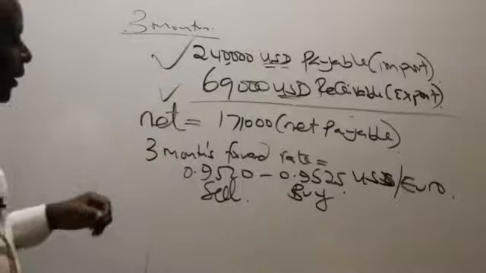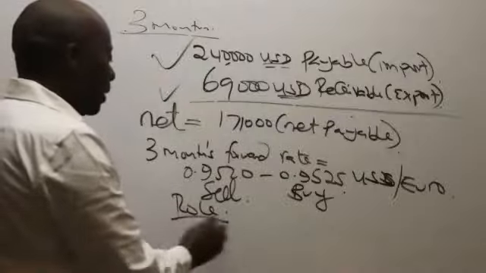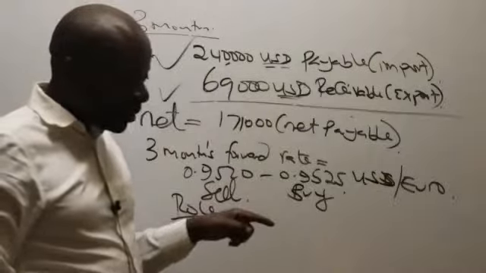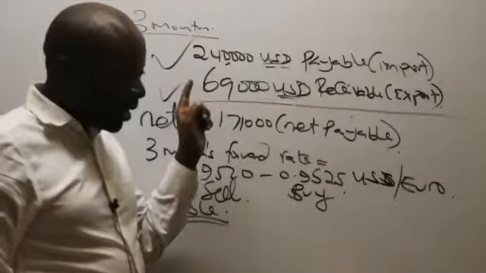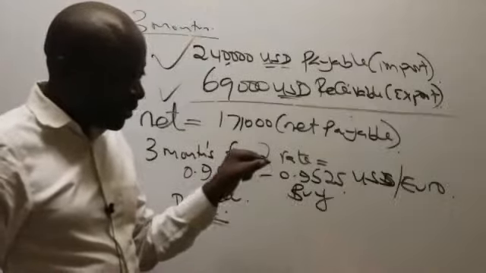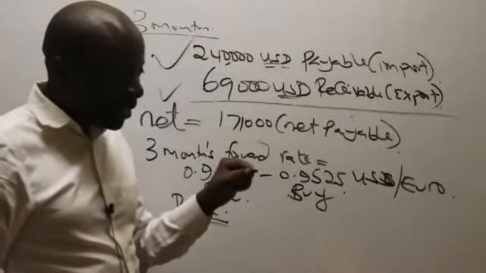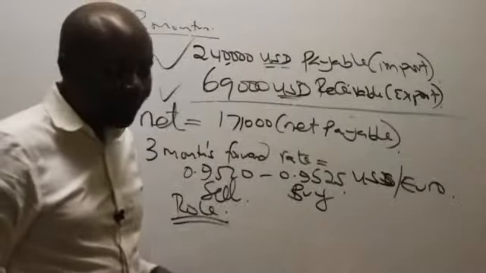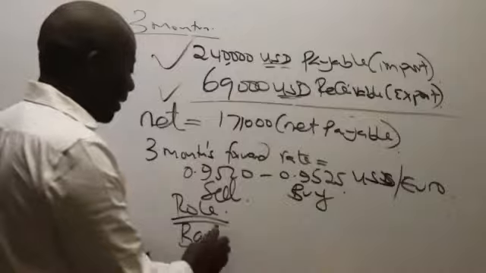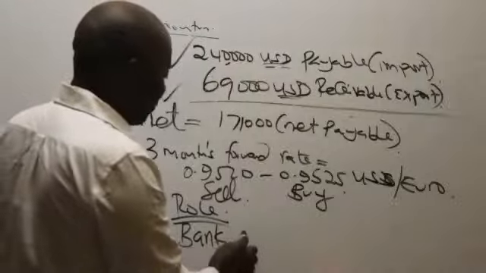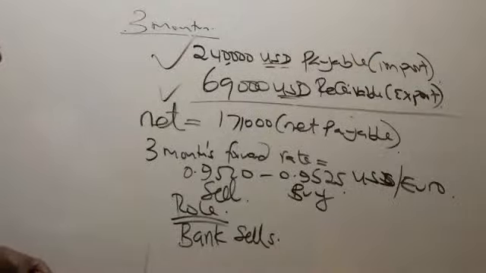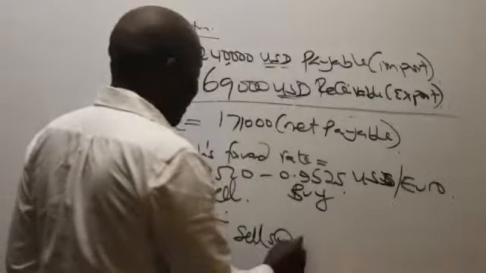You haven't told me the role of the bank. So the role of the bank, ladies and gentlemen: if it is a foreign receipt, the bank buys. But now this is a payment. It's not a foreign receipt. This is a payment, so it must be the opposite. So the bank sells. At what rate does the bank sell?